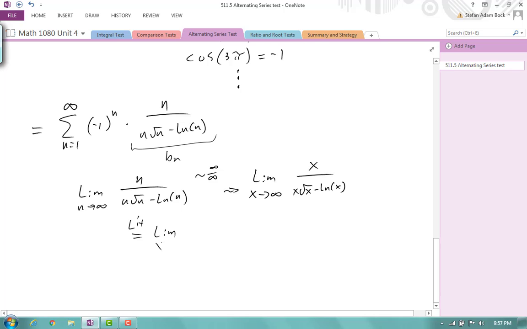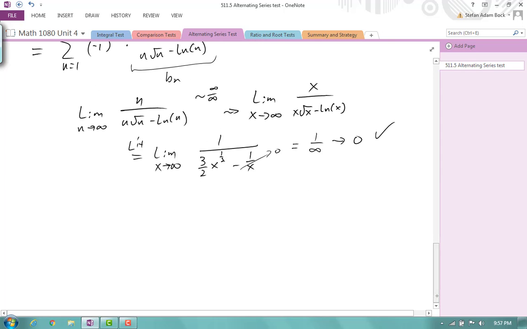We'll end up with 1 over x root x, x to the 3/2 power. So I should have 3/2 x to the 1/2 minus 1 over x. But as this goes to infinity, I end up getting 1 over infinity, which is basically 0. So that checks out.